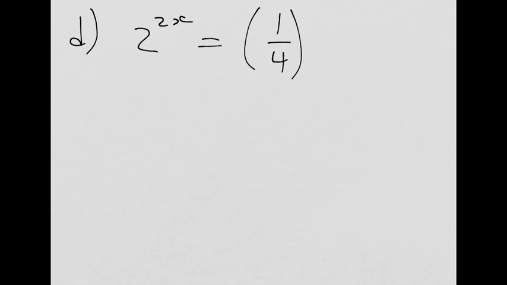I've got 2 to the 2x equals a quarter to the power of x minus 1. How can I make these bases the same? I've got a base of 2 here and a base of 1 over 4. Is there any way to write 2 with an exponent to get 1 over 4?